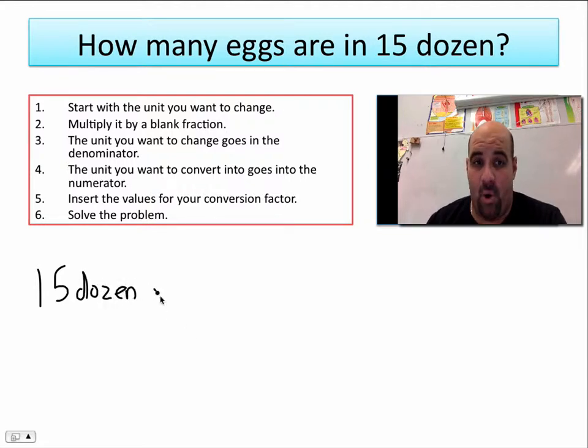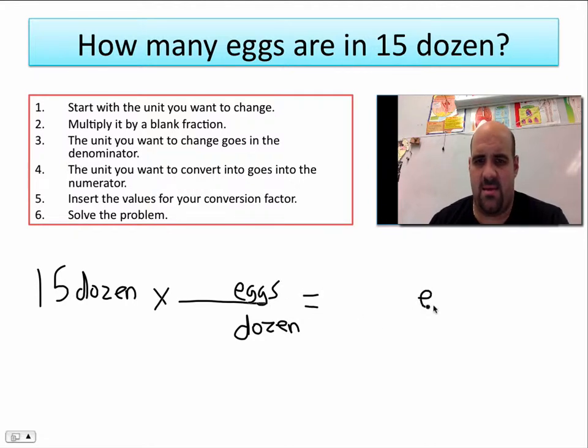And I know I got to multiply it by a blank fraction. Same step all the time. The unit I want to change has to go in the denominator. The unit I'm changing into goes in the numerator. And the final answer, eggs. How many eggs are in a dozen? Well, there are 12 eggs in 1 dozen.